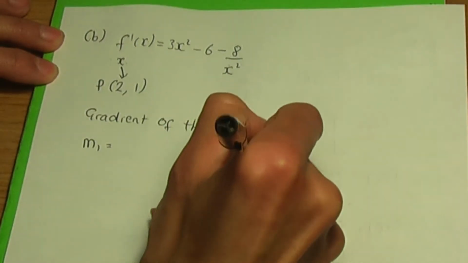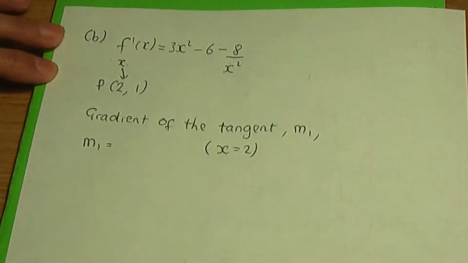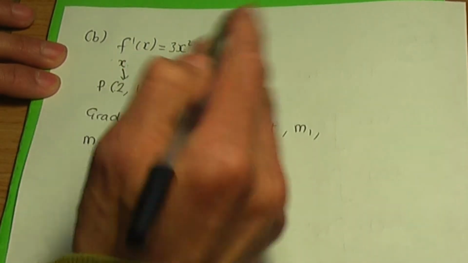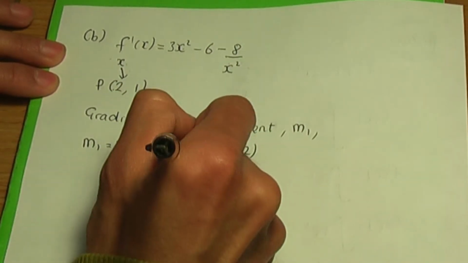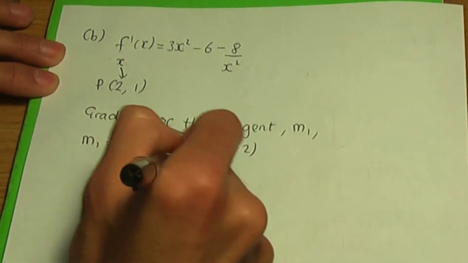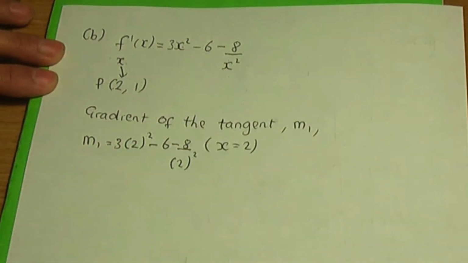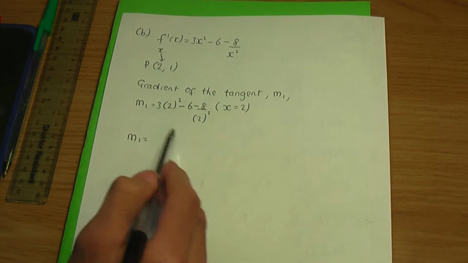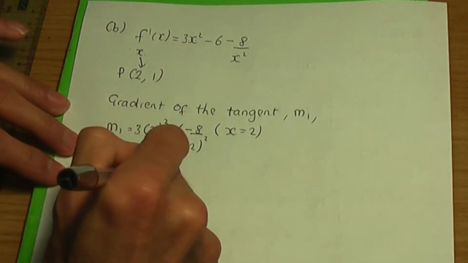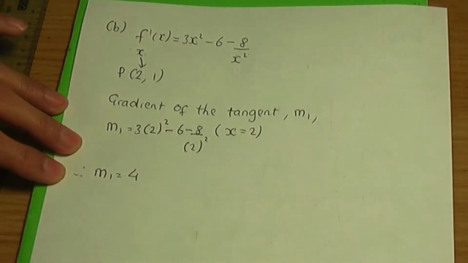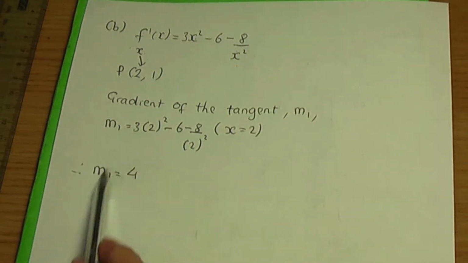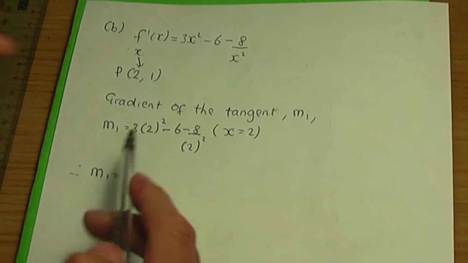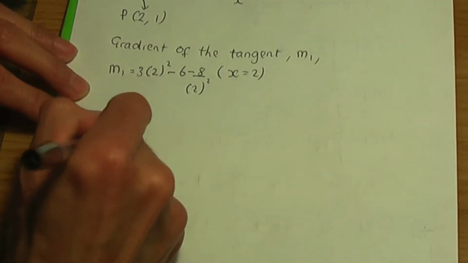So if I replace x by 2 in our f primed, we're going to have 3 into x replaced by 2, so 2 squared, minus the 6, minus the 8, divided by x replaced by 2, so 2 squared. If you simplify that, you should get an answer of 4. So 4 being the gradient of the tangent. Now we've got the gradient of the tangent, and the tangent passes through the point 2, 1. Since the tangent is a line, we can use the equation of the line formula.